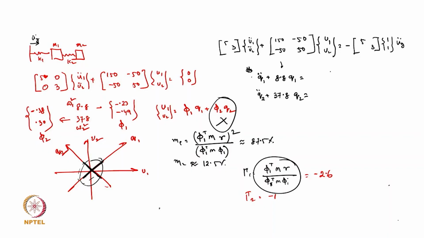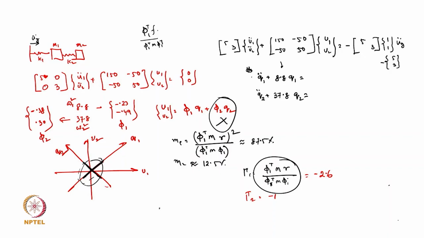If I just do that calculation, so we had something like phi transpose F divided by phi 1 transpose M phi 1. So phi 1 transpose F. So what was F here? F is actually nothing but 5 and 3.